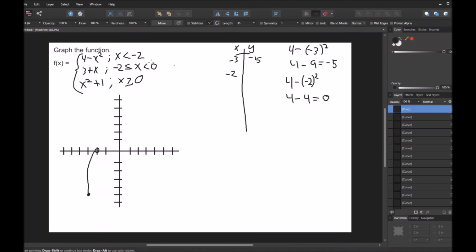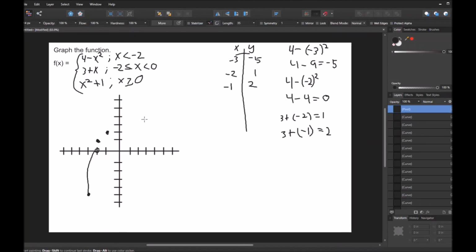What does include negative 2 though is this middle equation. So we plug in negative 2 to the middle equation, we're going to get 3 plus negative 2, which is 1, giving us the point negative 2, 1. And that is going to be a closed circle because this is defined at negative 2. Then if we plug in negative 1, negative 1 is between negative 2 and 0, so we're going to use this middle equation again. That's going to give us 3 plus negative 1, which is 2. So we have the point negative 1, 2. So I can go negative 1, 2 like this.